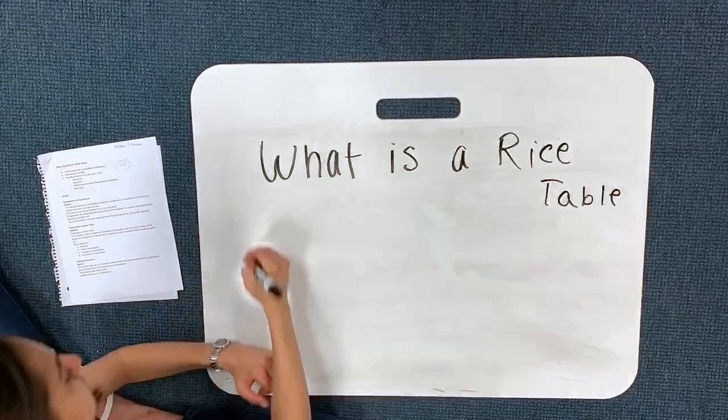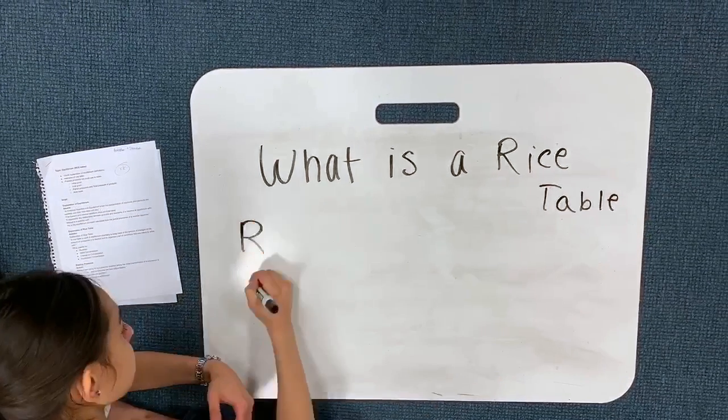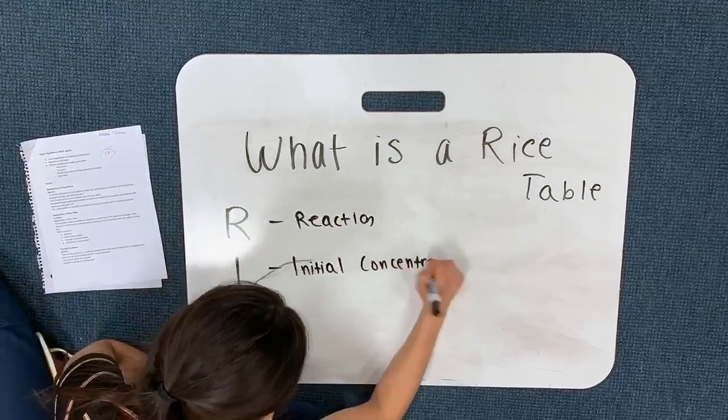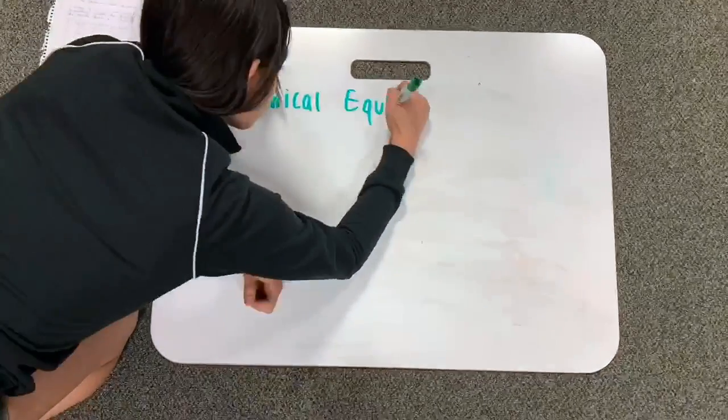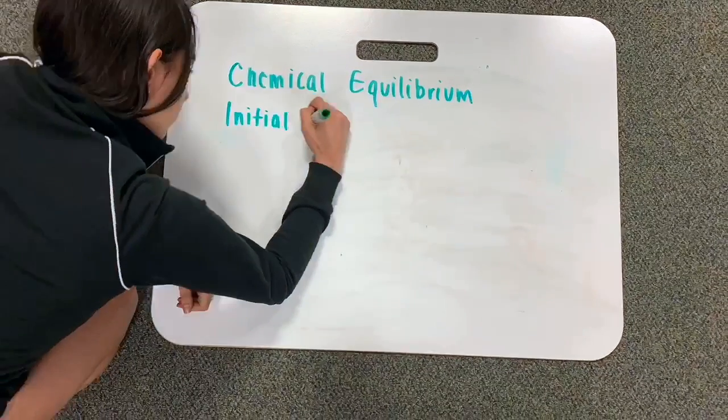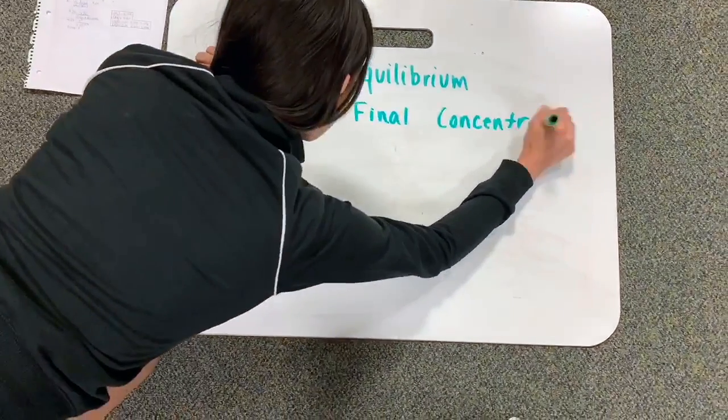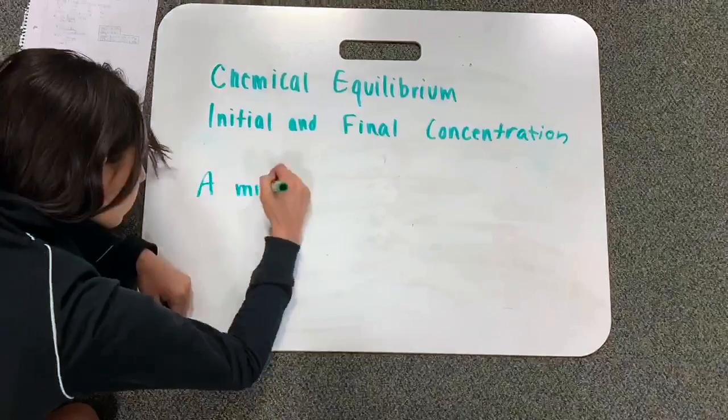A RICE table is used in equilibrium chemistry to keep track of the amount of change a substance in a reaction experiences and to organize a set of conditions that need to be followed to solve a problem. RICE stands for reaction, initial concentration, change in concentration, and equilibrium. We are going to try a practice problem where the initial concentration of a substance is given and we need to calculate the final concentration.